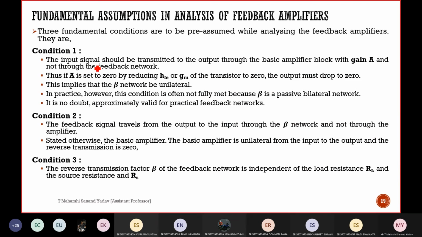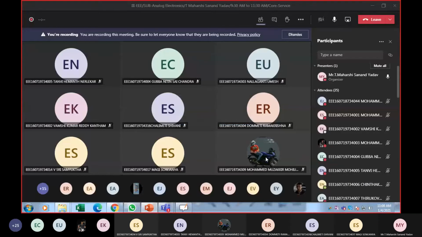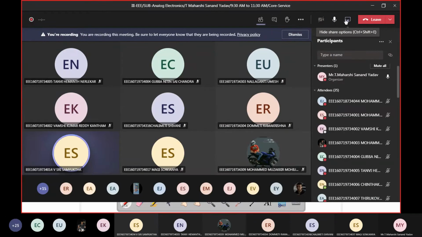Samyukta. Condition 1. Yes, sir. Yes, read the point in detail. First one. Sir, your screen isn't visible. Screen is not visible. Yes, sir. Okay, now it is visible, sir. Second.